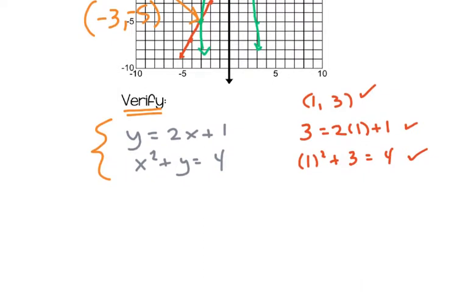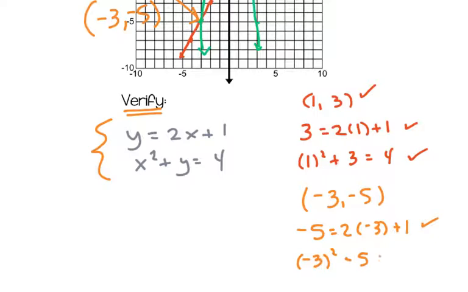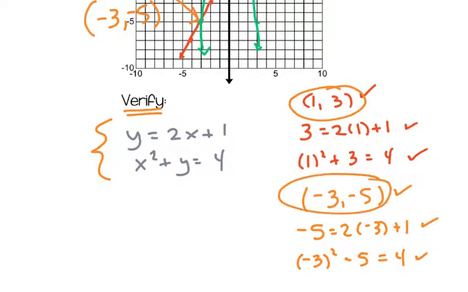The next one I'm going to do is the ordered pair (-3, -5). So again, I'm going to start with the first equation and say y is equal to 2 times -3 plus 1. Is that true? So 2 times -3 is -6 plus 1 is -5, so that's true. And then I'm going to say x squared, so that's (-3) squared. Remember, you have to square the whole thing, so that's going to be positive. So positive 9 plus y, so plus -5. 9 minus 5, is that equal to 4? Yes. So I have verified algebraically that both of my solutions are correct.